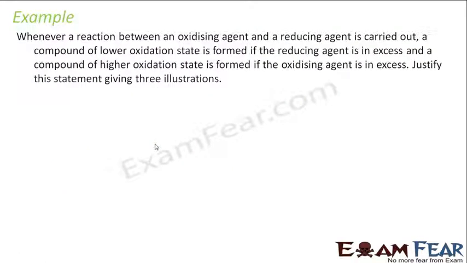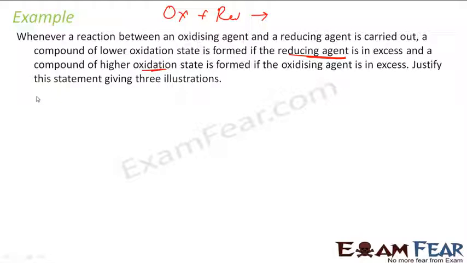The question says, whenever reaction between oxidizing agent and reducing agent is carried out, the compound of lower oxidation state is formed if the reducing agent is in excess, and the compound of higher oxidation state is formed if the oxidizing agent is in excess. Justify this. If we have oxidizing agent plus reducing agent, it says that compound of higher oxidation number is formed with excess oxidizing agent. Let's take some examples for this.